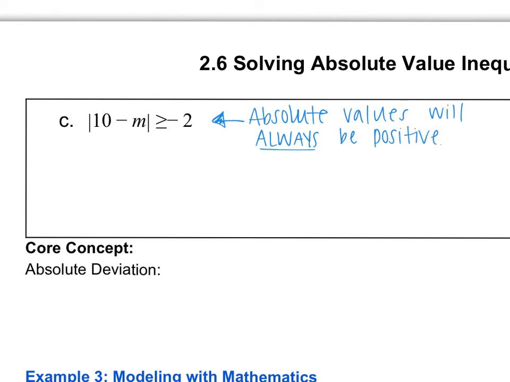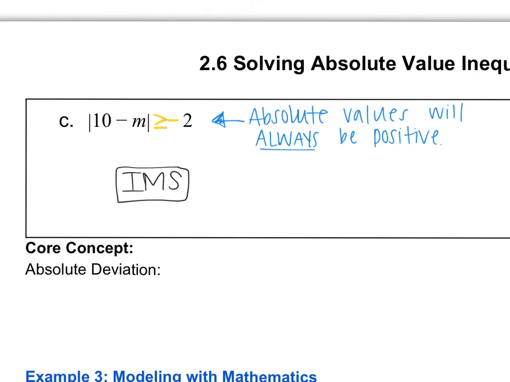If something's always positive, think about greater than or equal to negative 2. If something is greater than or equal to 0, it's always positive. So in this case, we don't have to do any solving. It's always going to be positive, which means my answer is IMS. Okay, so if it's always negative, then it's no solution. If it's positive, then it's IMS.